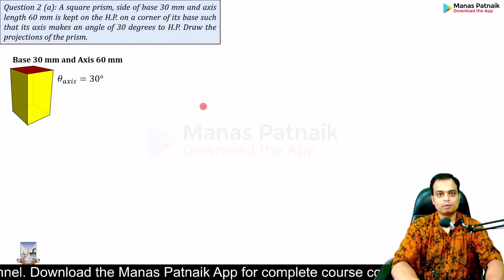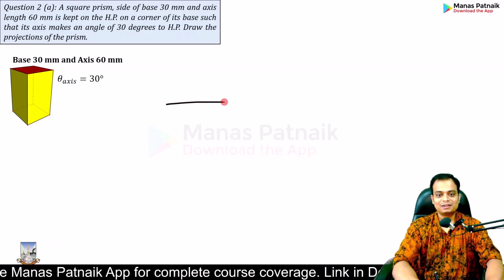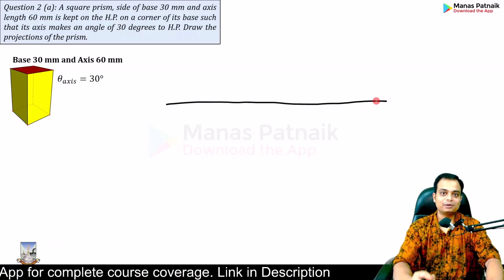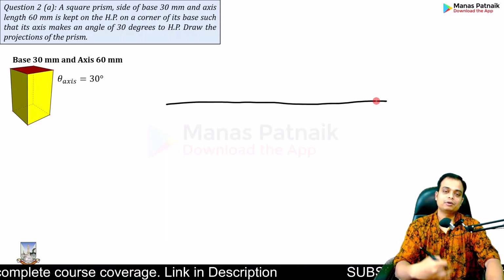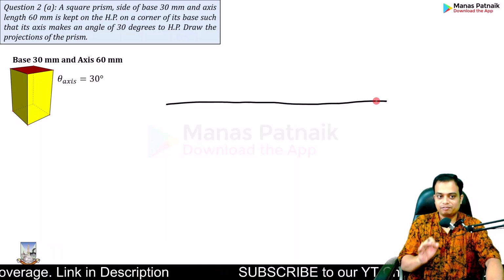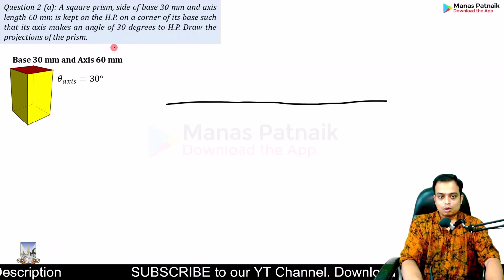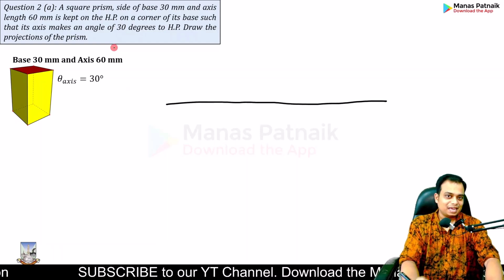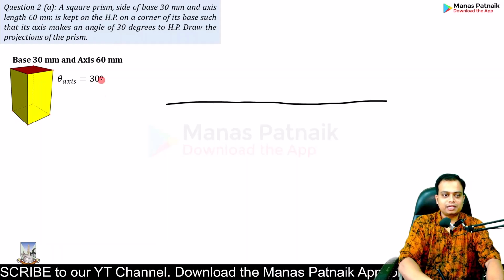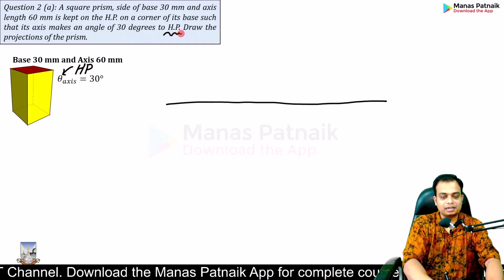Coming to the solution of the problem. This is basically a two-step problem. But the issue is, how are you going to create your step number 1? Whether you're going to start with the front view or the top view, that is something that we have to decide first of all. With which plane is the axis making an angle? Sir, the axis is making an angle with the horizontal plane. It has been mentioned very clearly.